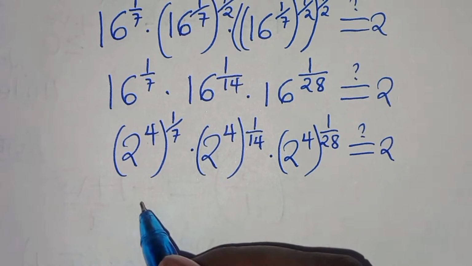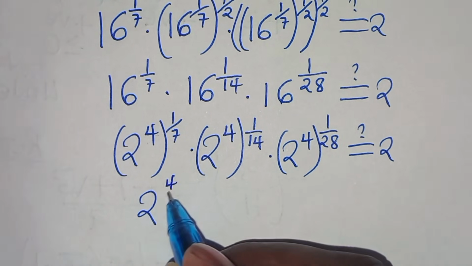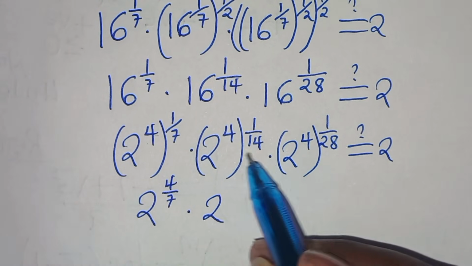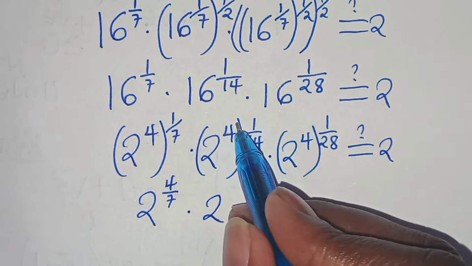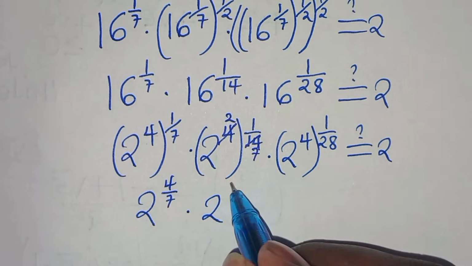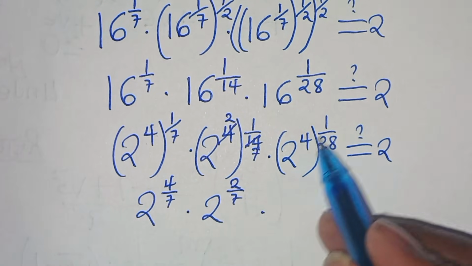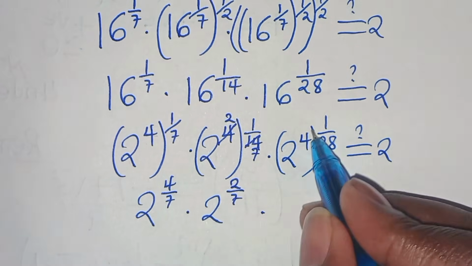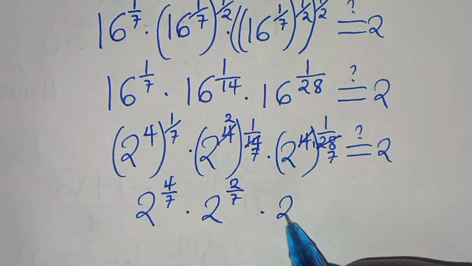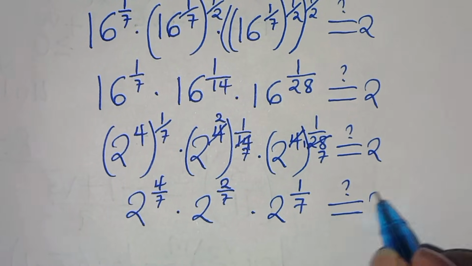Let's simplify here. So here we have 2 to the power of 4 times 1 over 7. This is 4 over 7. Then times 2 raised to the power of, let's simplify here, 4 divided by 2, this is 2, then 14 divided by 2, this is 7. So we have 2 raised to the power of 2 over 7. Then times, now we can divide 28 by 4. So we have 4 divided by 4 is 1, 28 divided by 4, this is 7. So we have 2 raised to the power of 1 over 7. This should give us a value of 2.